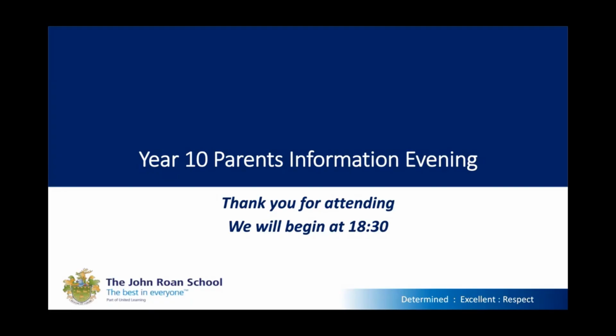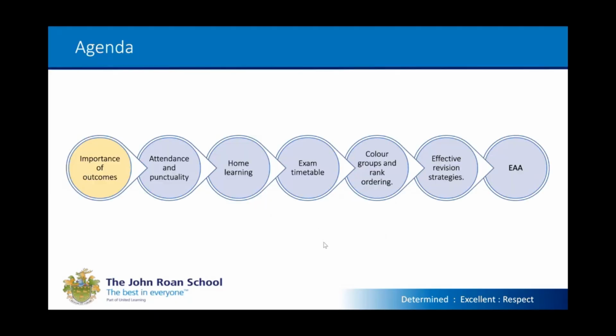I'd first like to introduce myself. My name is Mr. Antrobus, and I am a Key Stage 4 assistant principal, and my job is solely focusing on the outcomes of all our Key Stage 4 students, ensuring that they leave us with the best possible academic outcomes. So, the agenda for tonight's meeting, we're going to start just going over the importance of the outcomes and what that means for your son or daughter over the next few years.